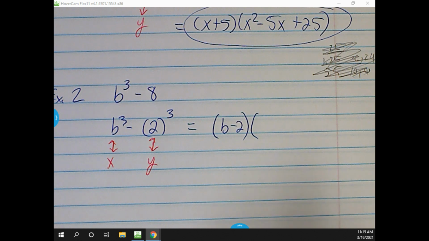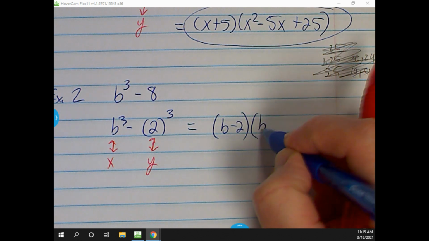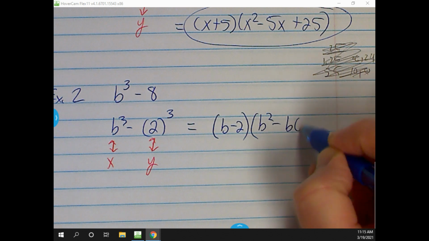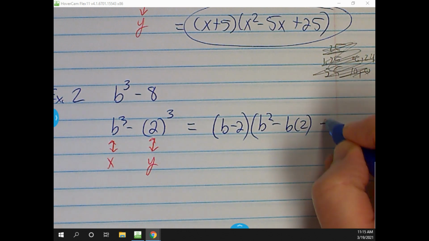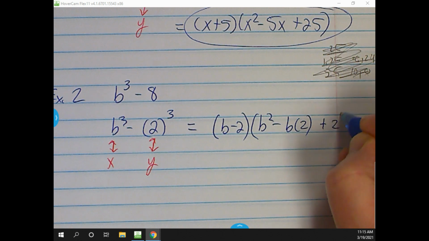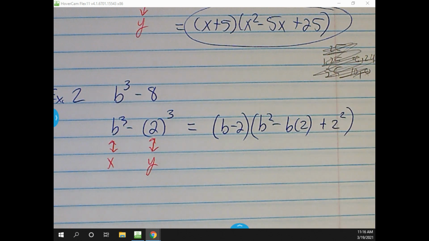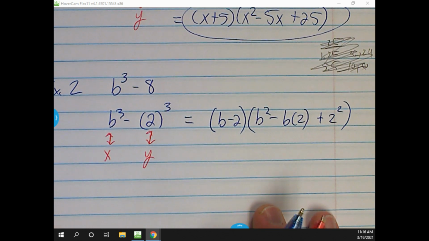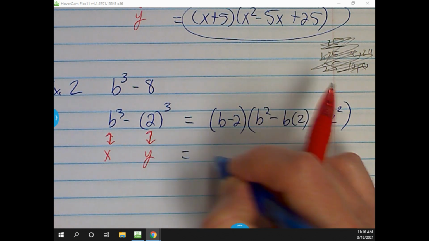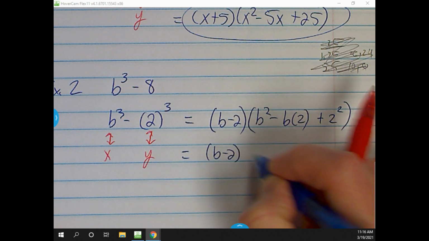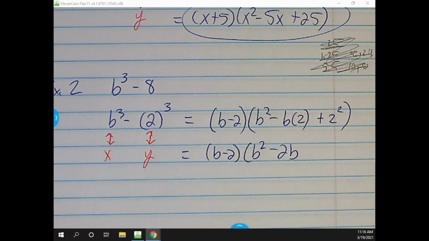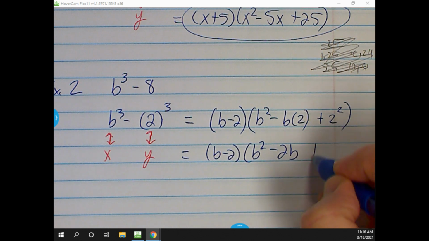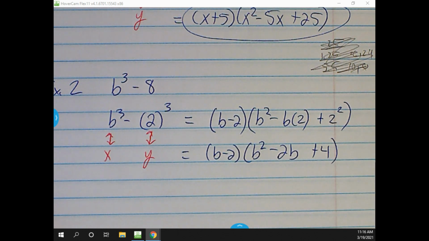And instead of being x squared, it's going to be b squared minus b times 2 plus 2 squared. All right, and again, there's only a couple of tiny little things you can do to clean that up a little bit. Rewrite that as 2b, and then make the 2 squared out to be 4.